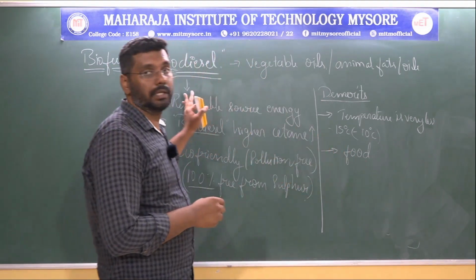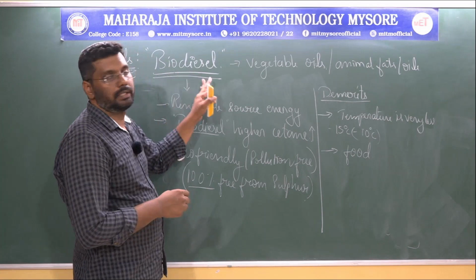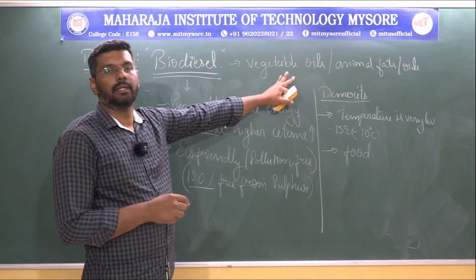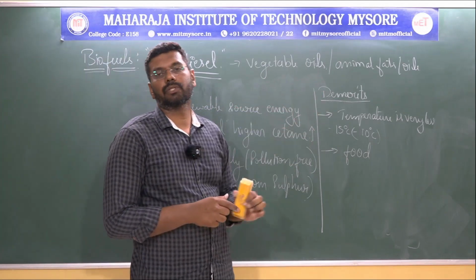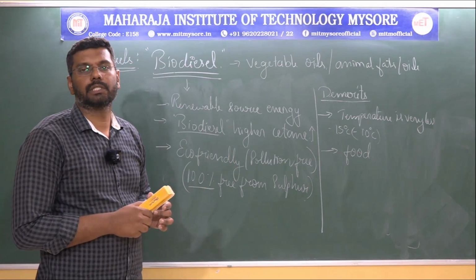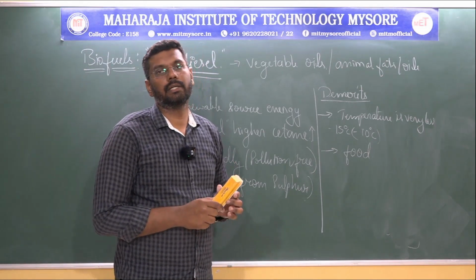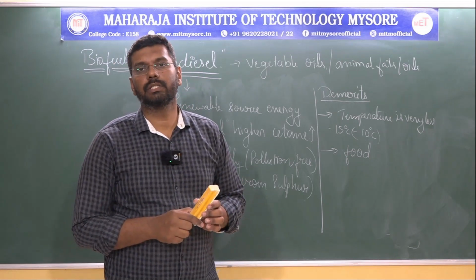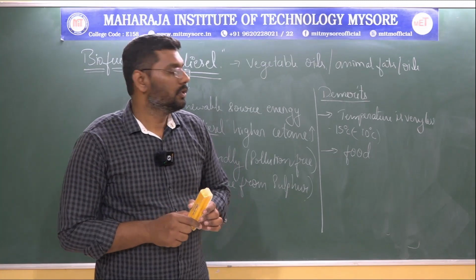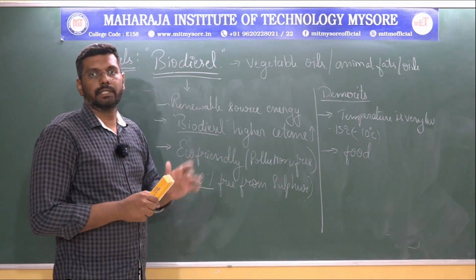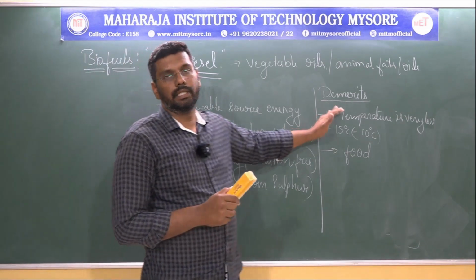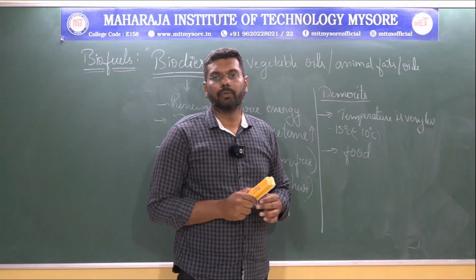Hopefully I am clear about this. Biodiesel is nothing but a biofuel obtained by the transesterification of vegetable oils or animal oil, and I have already shown a simple reaction which takes place between the triglycerides and methyl alcohol in the presence of NaOH, which leads to the formation of biodiesel and glycerol. It has its own advantages and disadvantages, so I am clear about what the advantages and the demerits, that is the disadvantages, of biodiesel are.